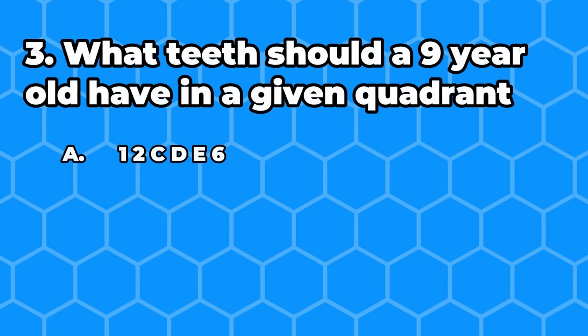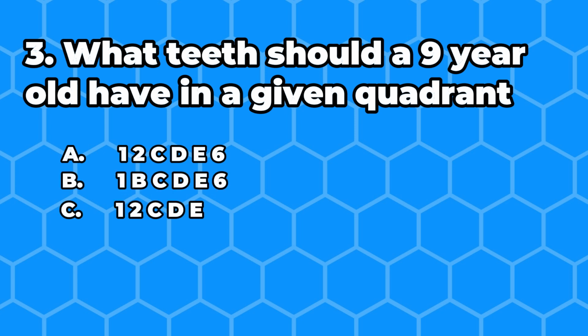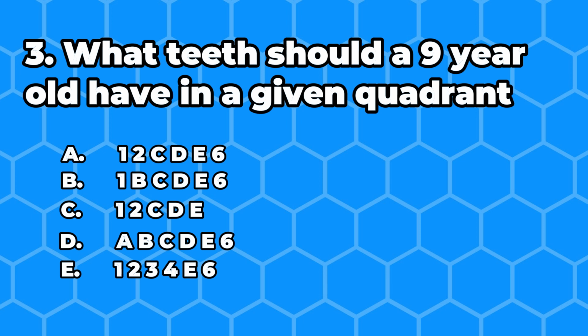So A, is it 1-2 CDE 6, B, 1 B CDE 6, C, 1 C CDE, we know that's wrong because they need to have a 6. D, ABCDE 6, or E, 1, 2, 3, 4, E, 6. So 9-year-old, they're going to have incisors, they're not going to have upper canines, they won't have premolars, and they'll have 6s. So B is going to be gone, D is going to be gone, we know C is gone, and we know E is gone because they're not going to have a premolar, so the answer here has to be A.